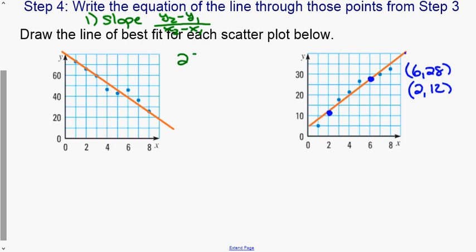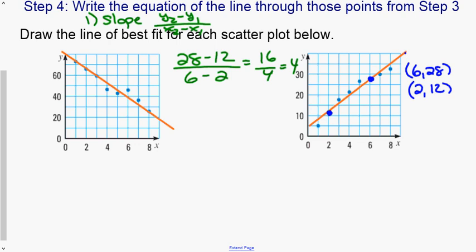So we're going to go 28 minus 12 over 6 minus 2. We get 16 over 4, which equals 4. Luckily, for the 2 points that we picked, our slope works out to be an integer. Again, this could get messy if we start getting some weird fractions when we do our slope. And that's the biggest reason people choose not to do this by hand and choose to use the calculator.